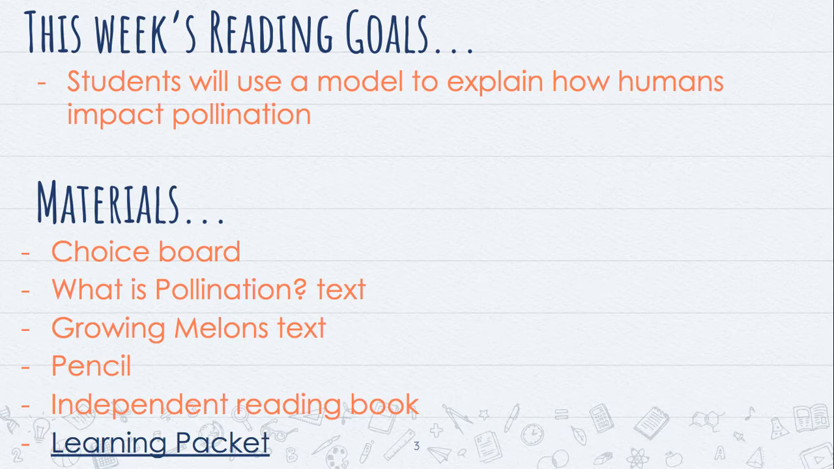The materials that you're going to need for today are your choice board, your What is Pollination text, your Growing Melons text, a pencil, your independent reading books, and your learning packet. Remember, the learning packet is linked at the bottom of this slide. If you don't get it in time, which seems to be happening, it'll always be linked in the slides.